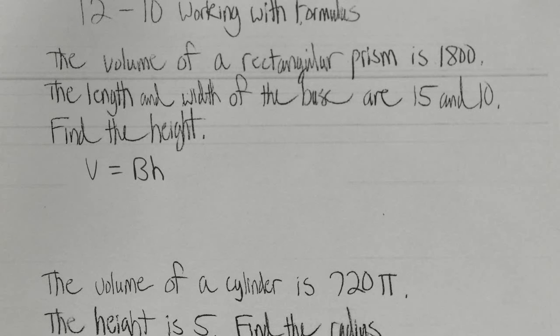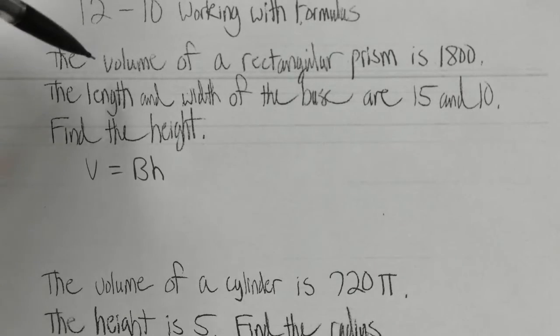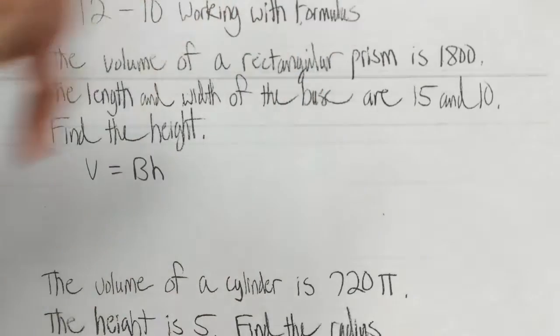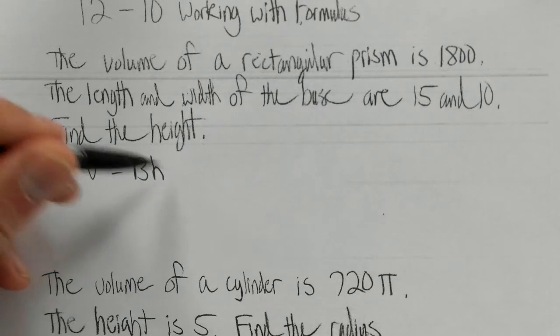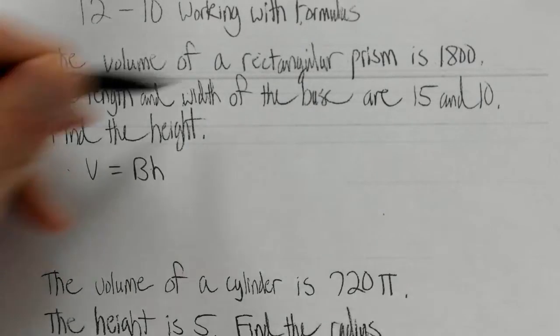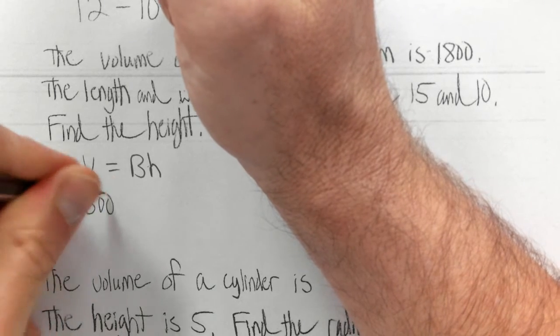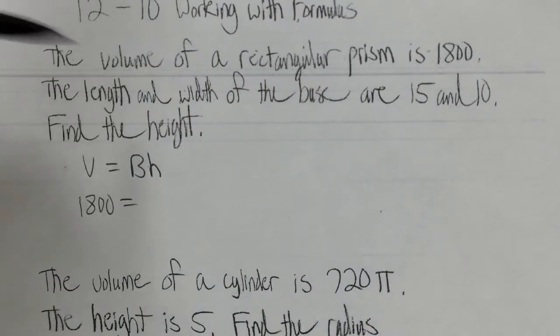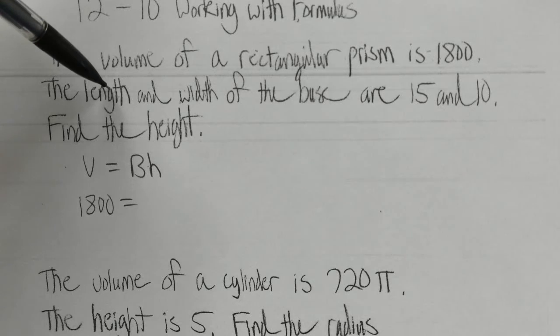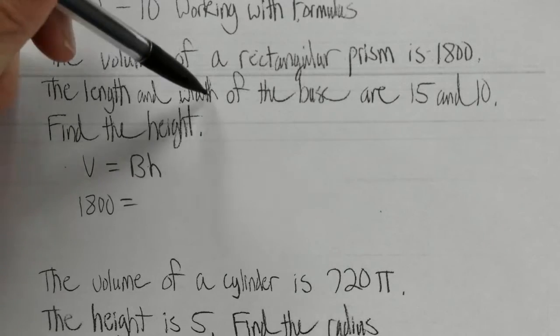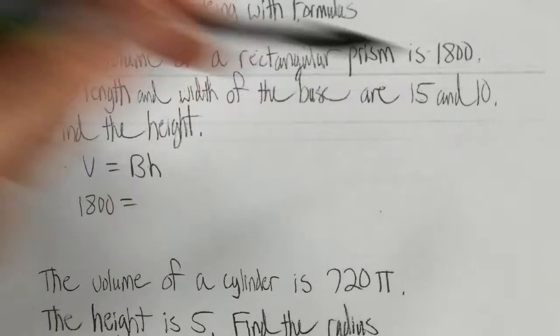Now from here, we'll plug in the parts that they've given us, and then we'll solve for the missing piece. Okay, so now it says the volume is 1800. Now typically, we calculate all this out to get the volume, but here they've already given me the volume. It's 1800. So that goes in for V. All right, and they've given me the length and the width of the base, 15 and 10.